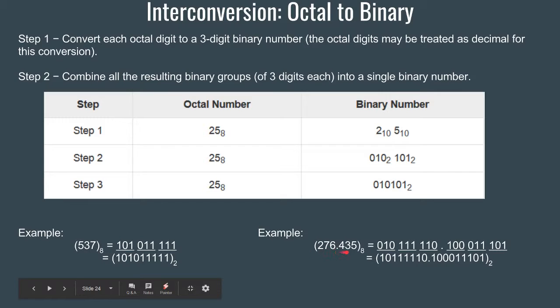Now let's take a look at one more example. We have 276.435 in the octal number system. To convert it, we have again 2 written as 010, 7 as 111, 6 as 110. We put a decimal point over here. Then we have 4, whose equivalent binary is 100, 3 is 011 and 5 is 101. Now we combine this entire thing and we get 10111110.100011101. Take note that I did not write the leading 0, because I have already said earlier that you can always remove any stray zeros.